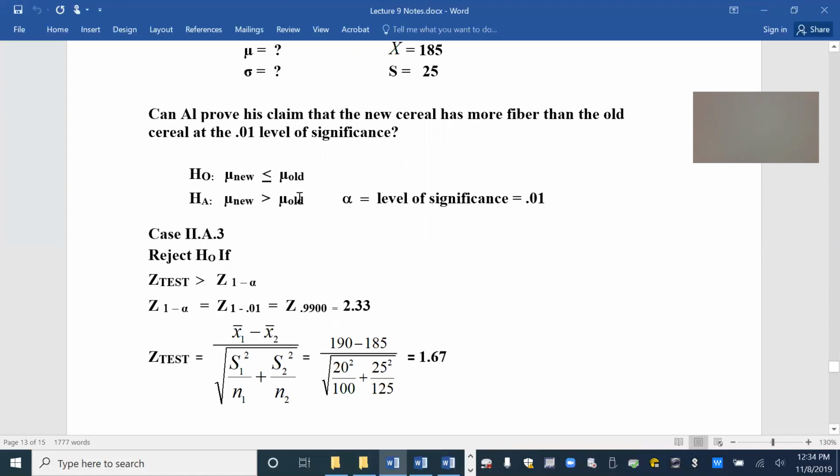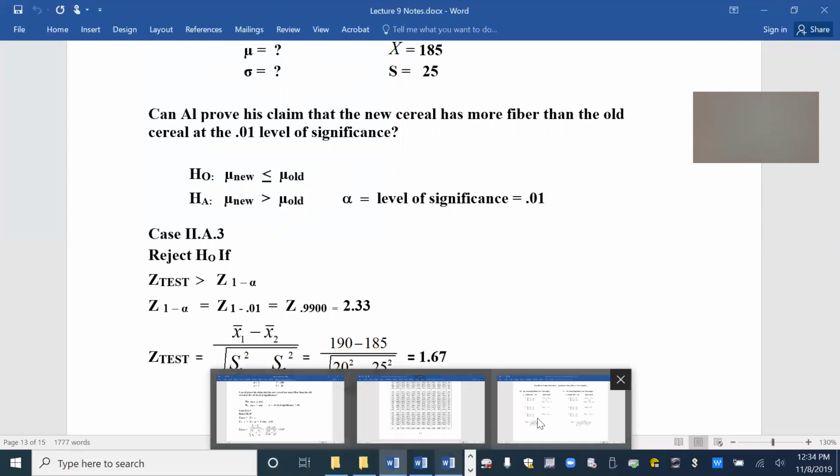That's the alternative hypothesis. What's the null hypothesis? That is the opposite of that. That it isn't better. It's the same or less. My level of significance, 0.01. I want to be 99% sure I'm right.